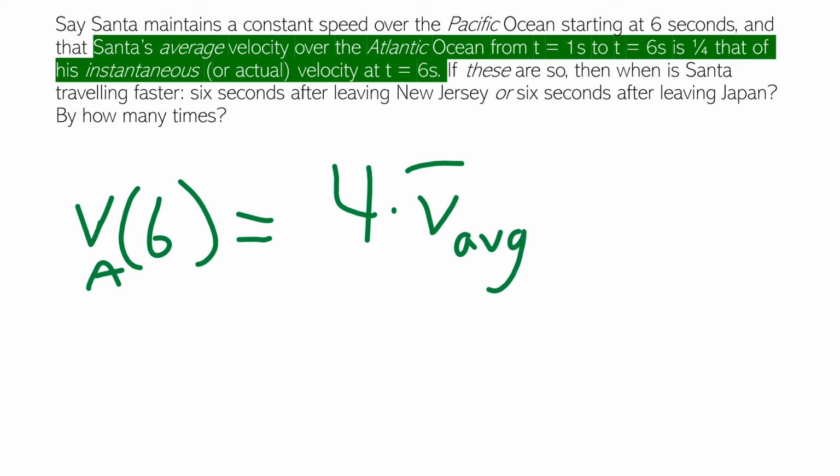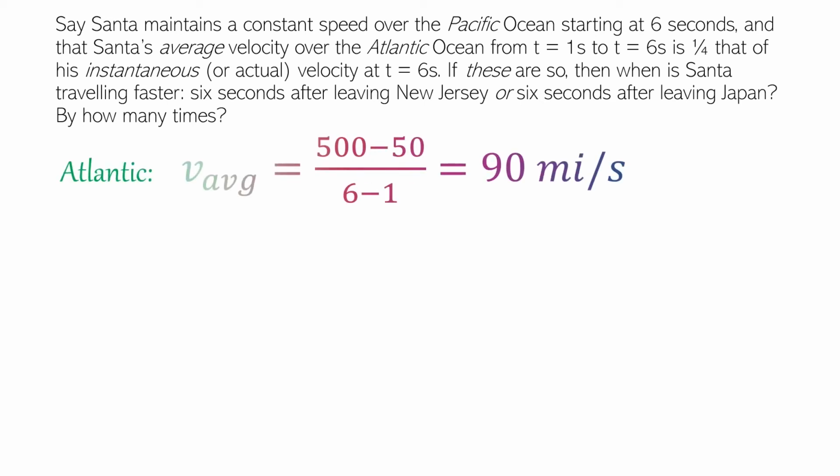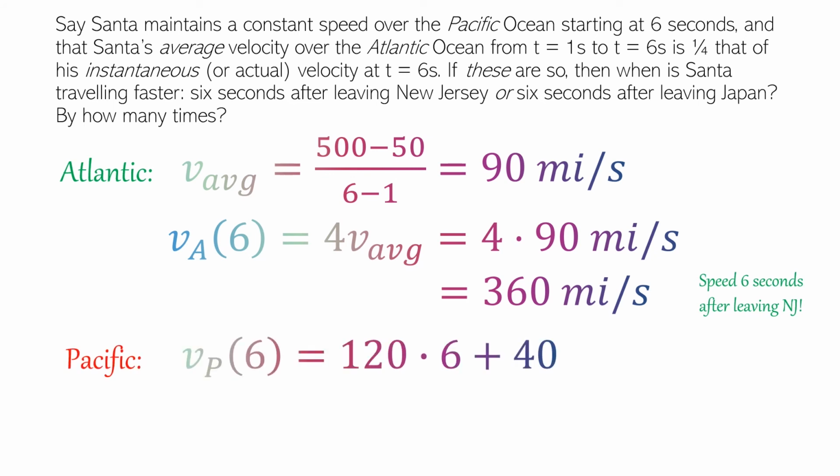That we would calculate. So to actually solve this problem and determine which one's faster, we need to calculate Santa's actual velocity at 6 seconds when over the Atlantic Ocean. Well, his average velocity is 90 miles per second, and we get this using the values in the table. So his actual velocity is 4 times that, which is 360 miles per second. That is his speed after leaving New Jersey. Now, if we look at the Pacific Ocean after leaving Japan, we can plug 6 into our equation and find that he is traveling 760 miles per second after leaving Japan.